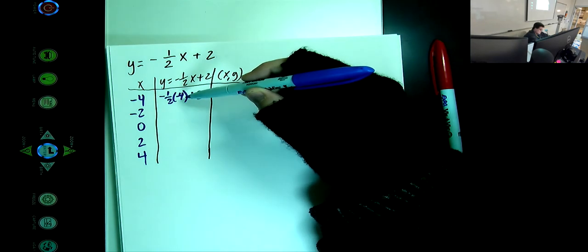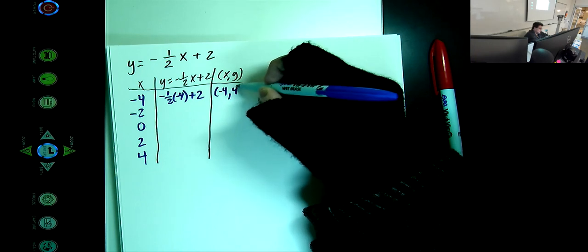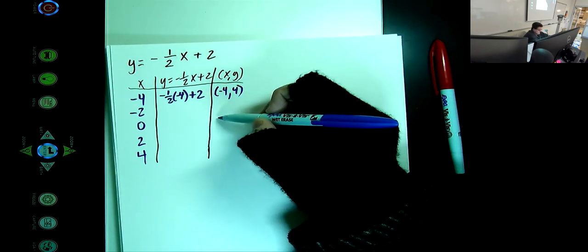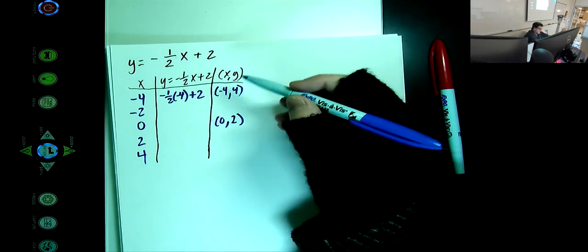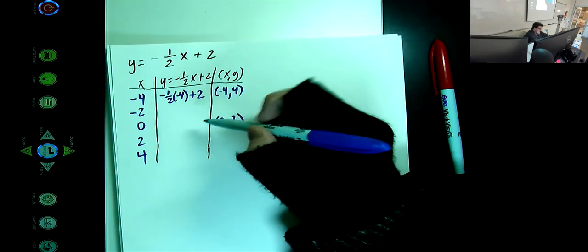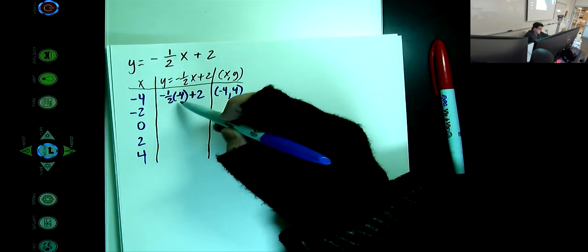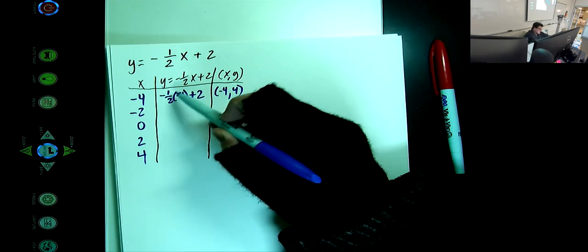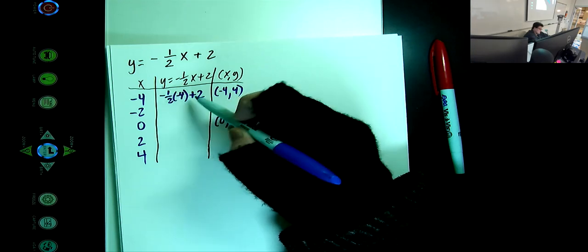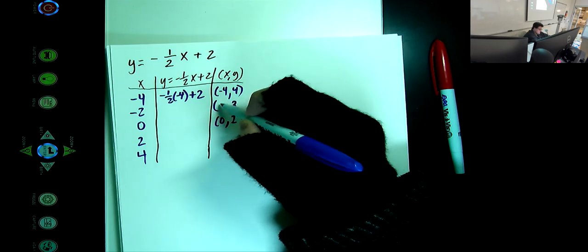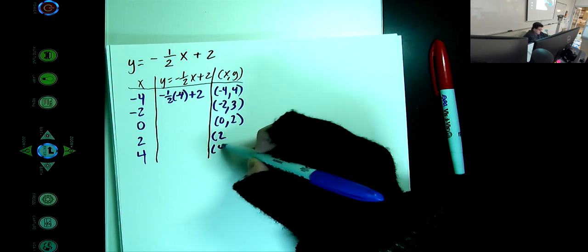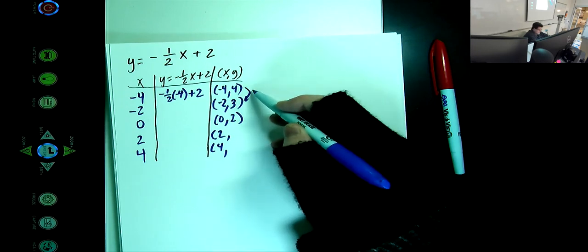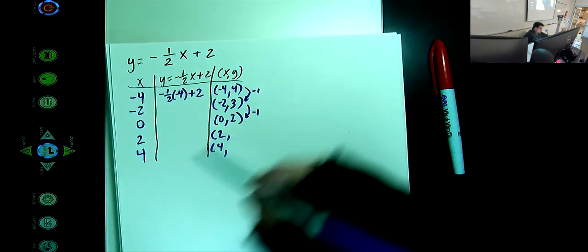So -1/2 times -4 is +2, then +2 is 4. So I've got -4 and 4. 0 is easy, it just kills that fraction. I'm left with whatever's added, the y-intercept is 0, 2. If I stick in -2, I've got -2 times -1/2 would be 1, 1 + 2 is 3. And it looks like every 2 I go, this number on the right is dropping by 1, right? As this goes up by 2.